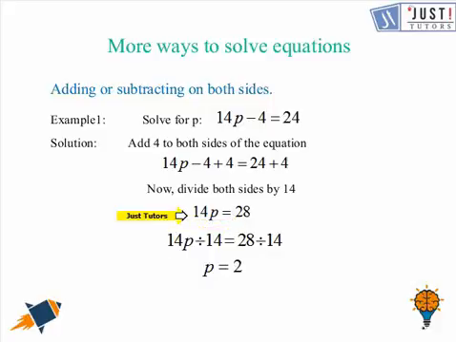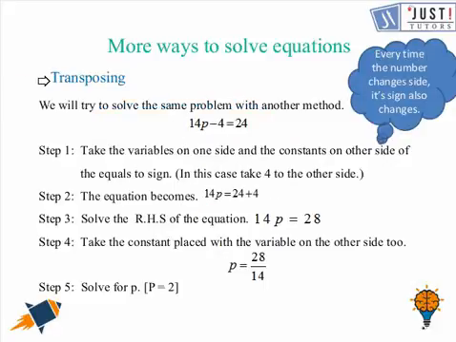Now if we look at the equation again, we've got just 14 in the way because it is being multiplied with the p. And to dilute its effect, we need to divide the equation on both the sides by 14. So the equation would look like 14p divided by 14 is equal to 28 divided by 14. And hence the answer would be p is equal to 2. This is how we use the adding or subtracting on both sides method. Just remember that whatever you do on one side, you have to do exactly the same on the other side too. Let's move on to the next method, which is transposing.